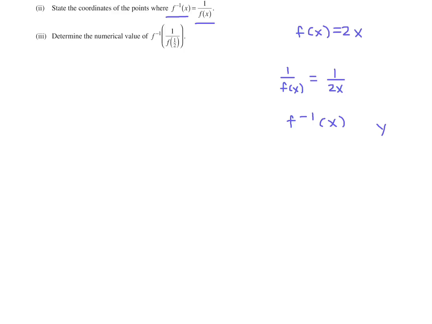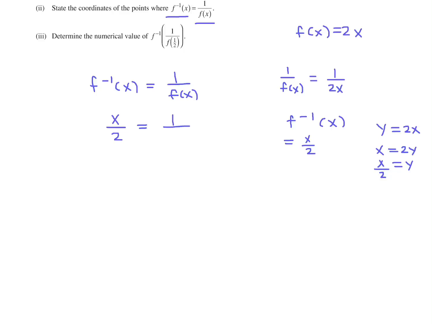So if you remember, we did that as follows. If y is equal to 2x, to get the inverse, we have to reverse x and y. So x is equal to 2y. And then you solve for y, and that makes y is equal to x over 2. So f^-1(x) is x over 2. So they want to set f^-1(x) equal to 1 over f(x), like that. So we got x over 2 is equal to 1 over 2x. And we have to solve for this.